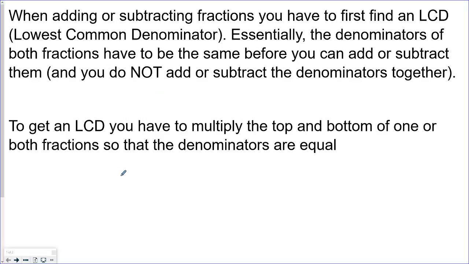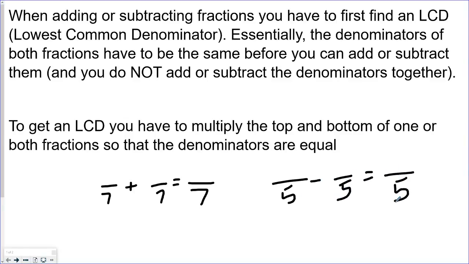So if you have two fractions and both bottom numbers are 7, then when you add them, you're going to get an answer that also has a bottom number of 7. Or if you have two bottom numbers of, say, 5, and you subtract the fractions, your bottom number is also going to be 5 in your answer. The only thing that you actually ever operate with are the top numbers, or the numerators.